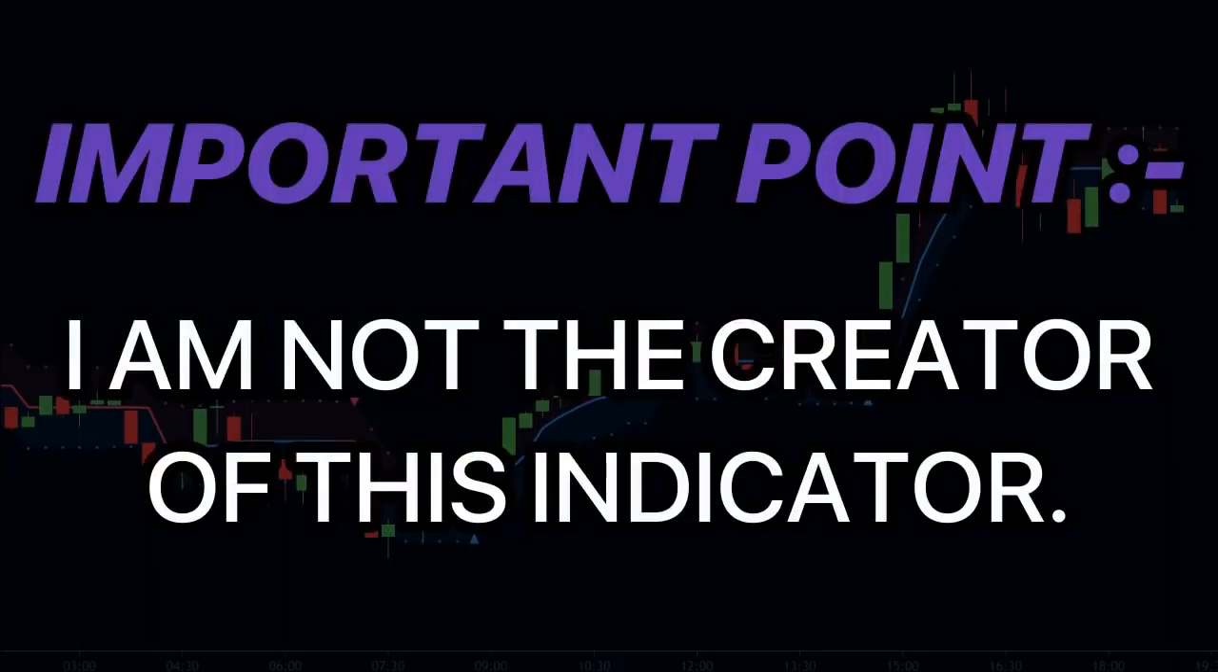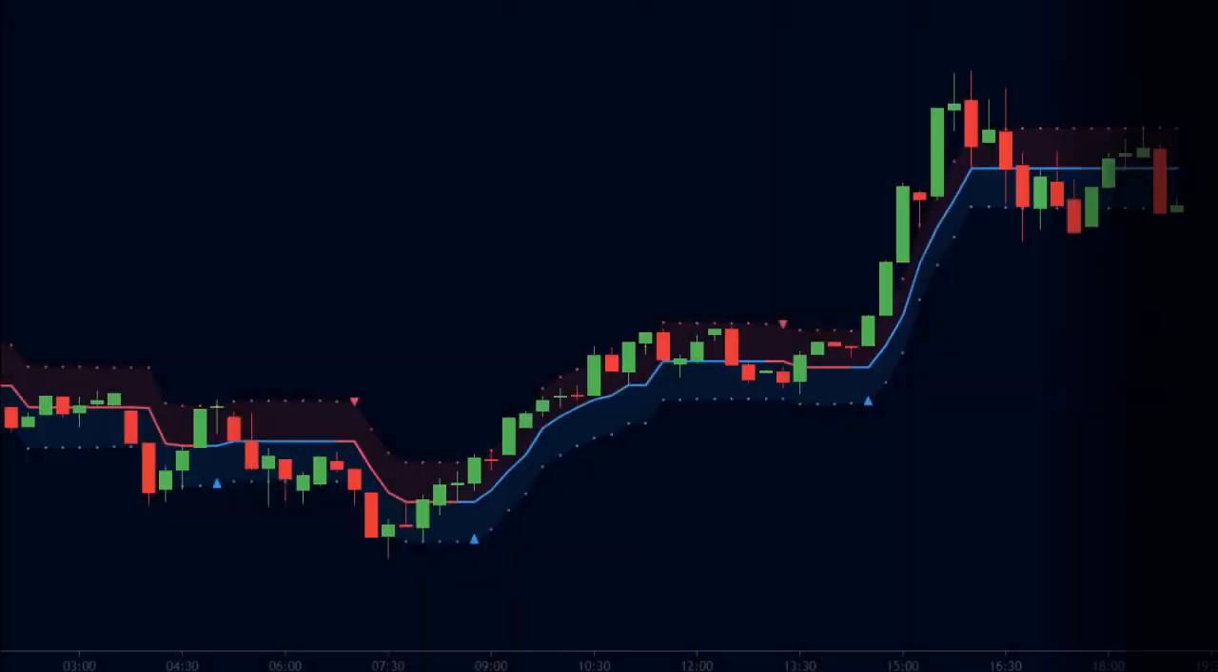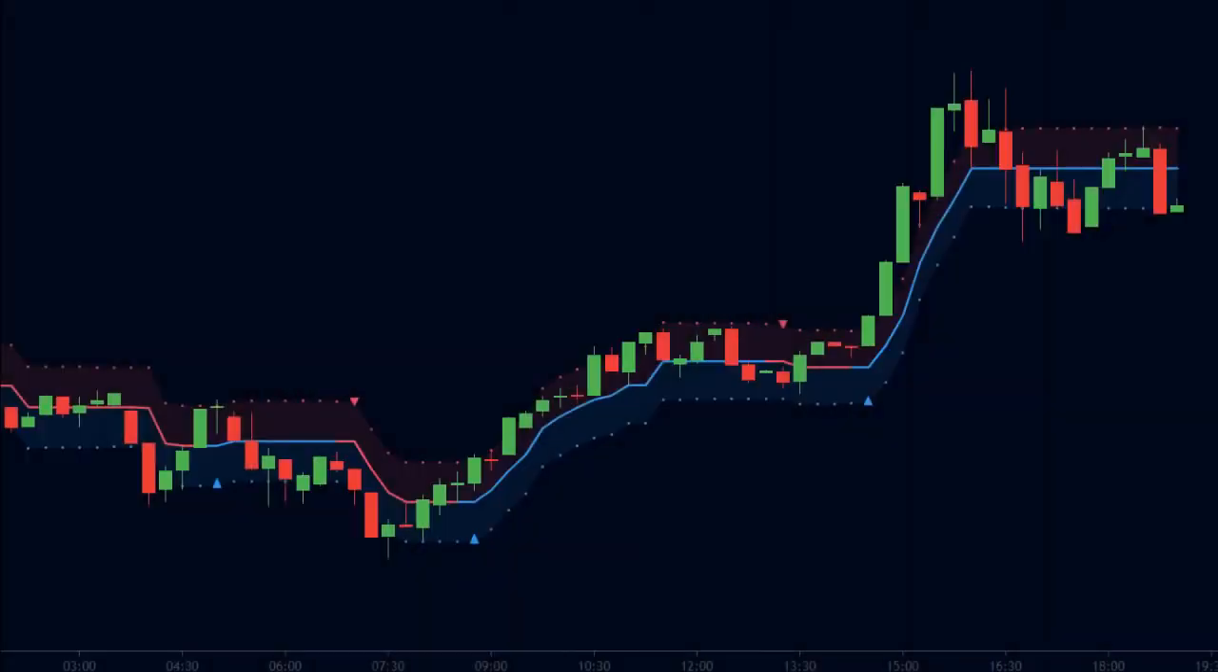Now, an important point to remember here is that I am not the creator of this indicator. A lot of so-called traders, especially on YouTube, try to sell this indicator as their own. But I want to make sure that I am not one of them. I don't know who created this indicator, but it certainly isn't me. Let's get back to this indicator.